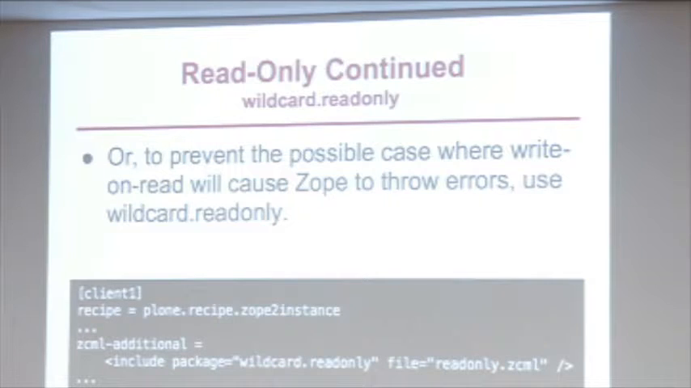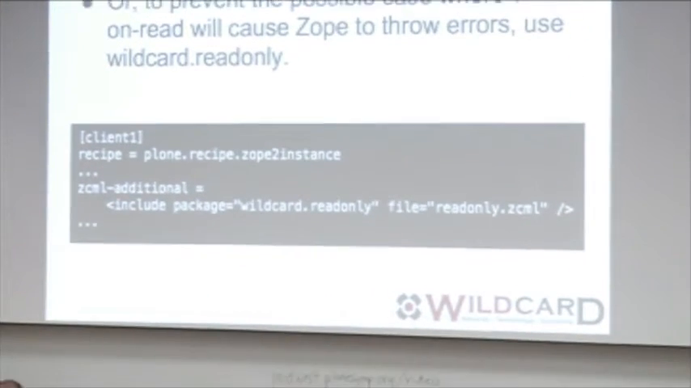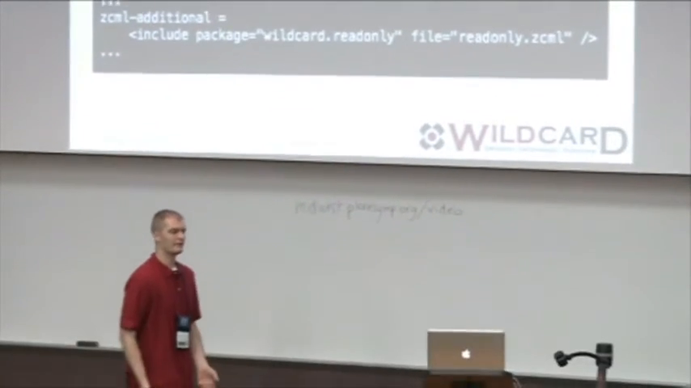But there's a solution for it. There's a wildcard package for read-only that will prevent all those errors from being thrown. It won't write to the database, but at least allows the request to finish so it can be served. So as long as you're caching it, say in the image scale case, as long as you're caching that image scale, it's not going to be a performance hit very much, and you won't get errors.